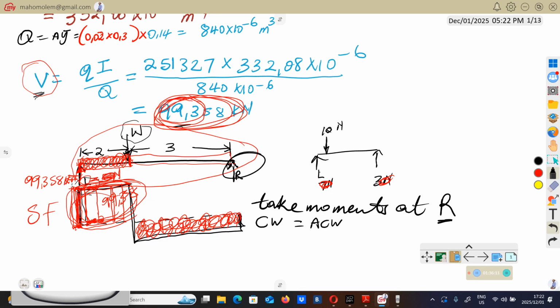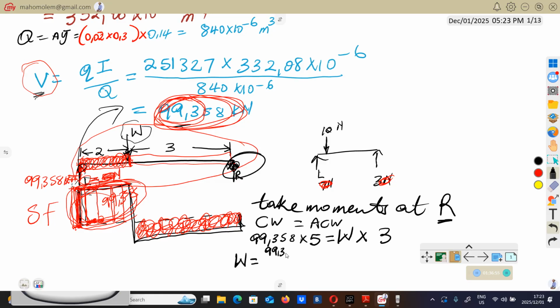So when we are here, the clockwise moment is going to be this force, which is in that direction, of 99.358 times the distance, which is 5, from R, from here to there. Equals anti-clockwise. Anti-clockwise, you will have the point load, which is what we're looking for, multiplied by the distance from R to there, which is 3.